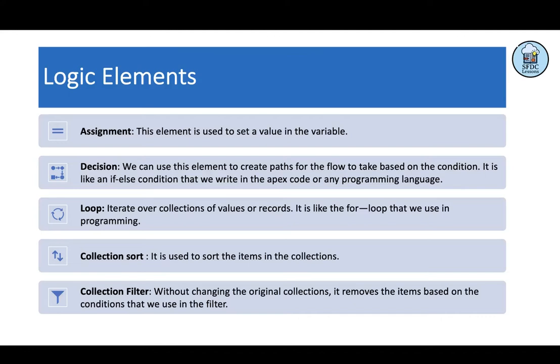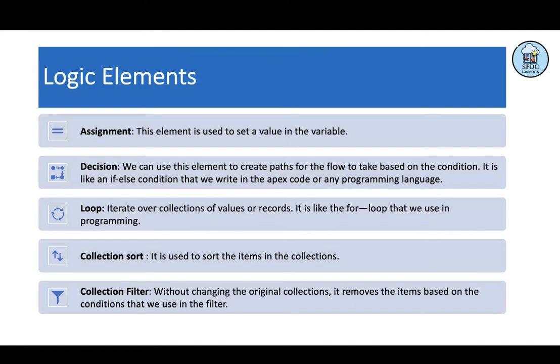Next, we have collection filter. Without changing the original collection, it removes items based on the conditions that we use in the filter. So basically, if you have a list of records and you want to filter that list, we can do that with the help of the collection filter element. Okay. So these are all five elements in the logical category.